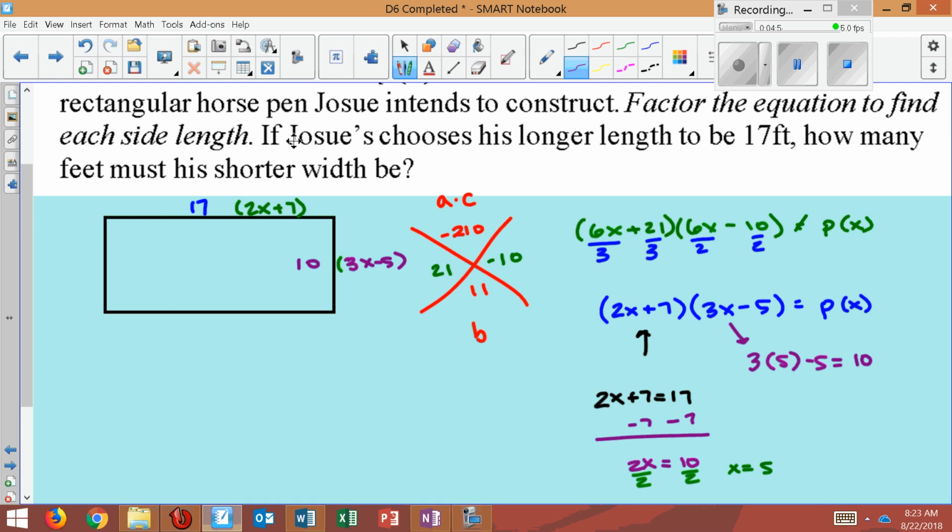So the actual question says, if Jose chooses his longer length to be 17 feet, how many feet must its shorter width be? It would be 10 feet. That would be your answer you're looking for.